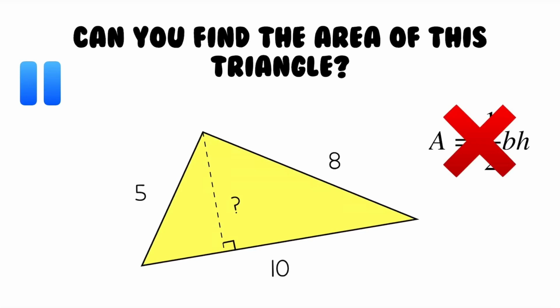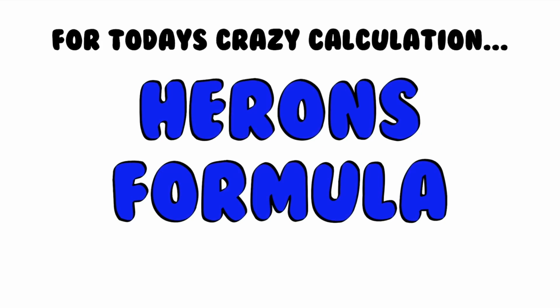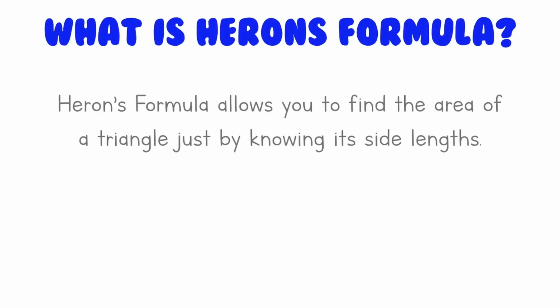If you're a little confused right now, then you're probably in the right place, because you're watching Crazy Calculations, and for today's Crazy Calculation, we're going to learn about Heron's Formula. What is Heron's Formula? Heron's Formula allows you to find the area of a triangle just by knowing its side lengths, so this will be really helpful for finding the area of that triangle.